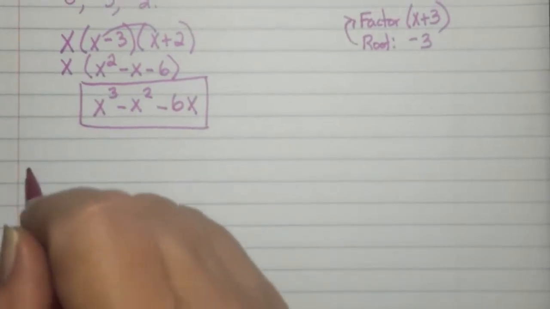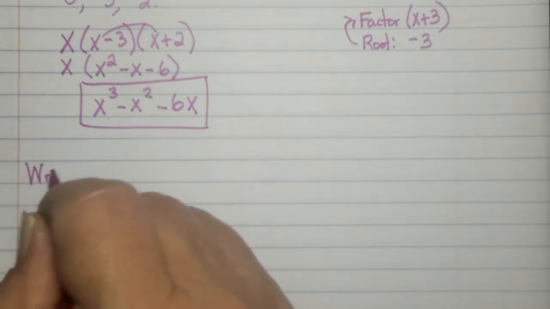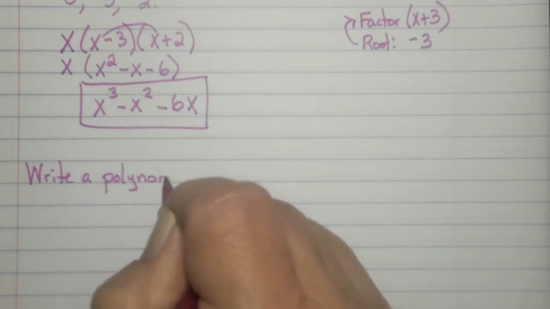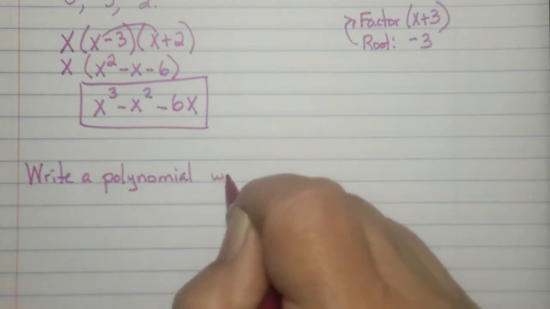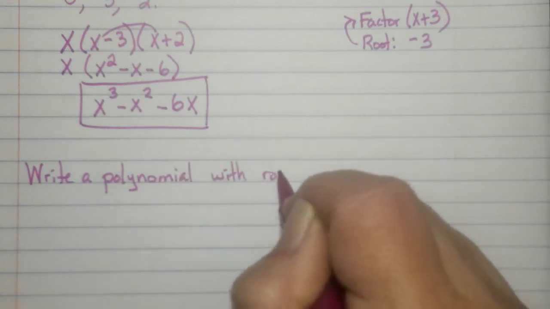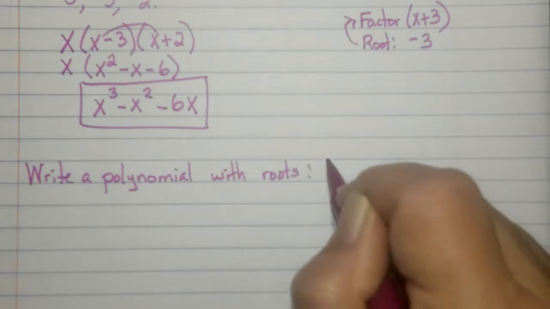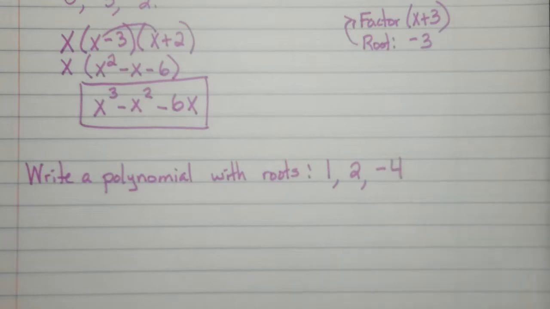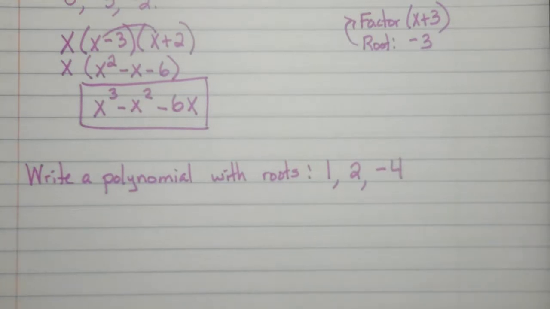So you're going to write a polynomial with the roots 1, 2, and -4. All right, if you are watching this lesson on video, pause the video and do that right now.